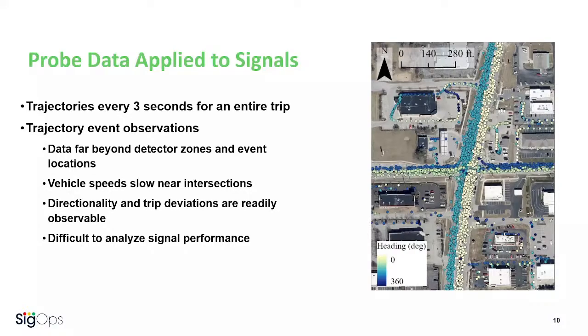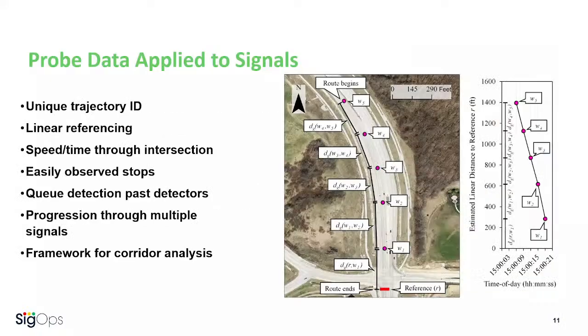So in this format, not very easy to analyze. We need to do a few things with that data first. And so that unique trajectory ID comes in a lot of good use. By having an ID tied to each waypoint, we know that that single trajectory belongs to a single vehicle, and we track that vehicle through its approach, through the signal, and on through other signals.